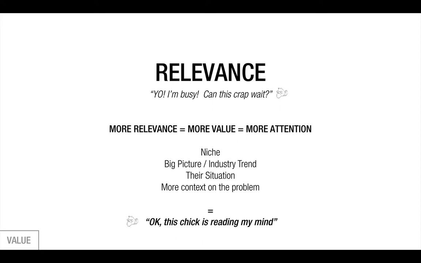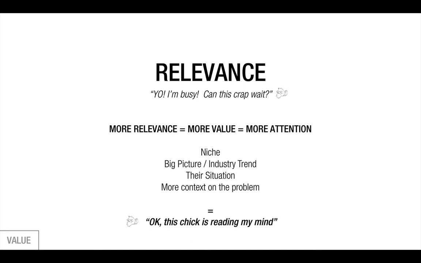You'll see value there down the bottom left. So we want to make this super relevant. The monkey's screaming, yo, I'm busy. Can this crap wait? And we need to explain to the monkey that, no, this can't wait. We need to keep your attention on this. So we need to build more relevance, more value to get more attention. A few of the ways we do this are communicating to a niche. If I'm doing a video on skincare, I'm going to lose the monkey pretty quickly. But if I'm doing a video on getting rid of your acne, especially if you're in the first few years of high school, because that niche is so specific, the relevance to that particular listener is going to go through the roof and it's going to get me more attention for longer.